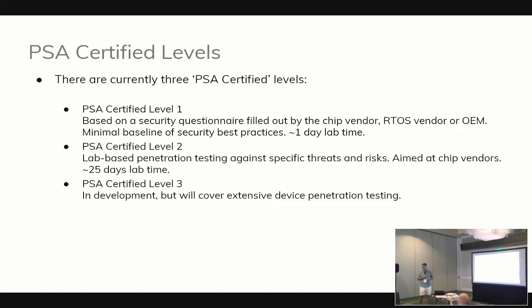Beyond that initial approach, there is a significantly higher level of scrutiny applied to your product in the case of PSA Certified Level 2, where, if you're a chip or a product manufacturer, your physical device will actually be tested and poked and probed and abused by an independent lab to see what are the most common weaknesses they can get out of that device. And that's about a 25-day process in general with the independent labs.